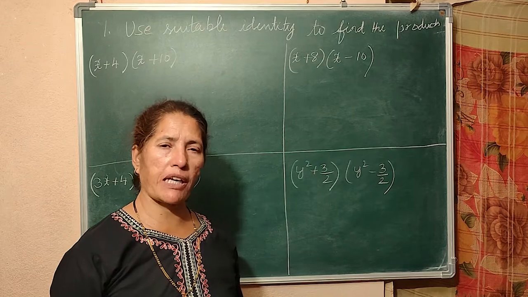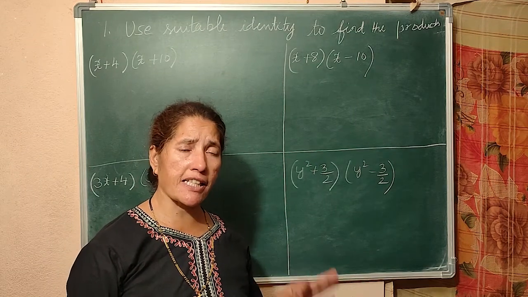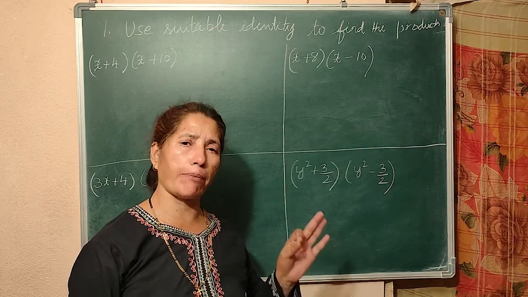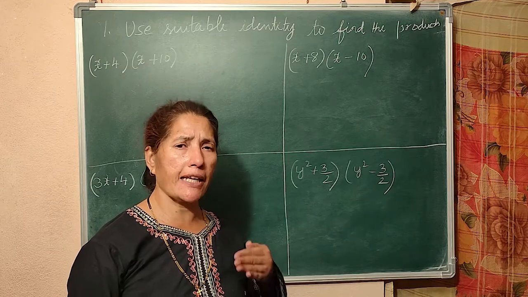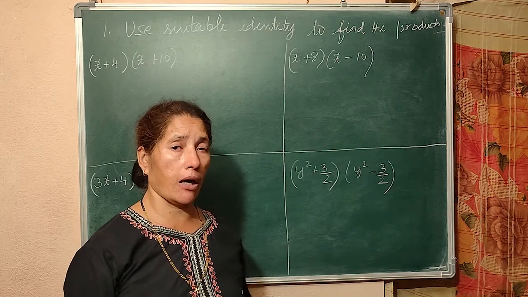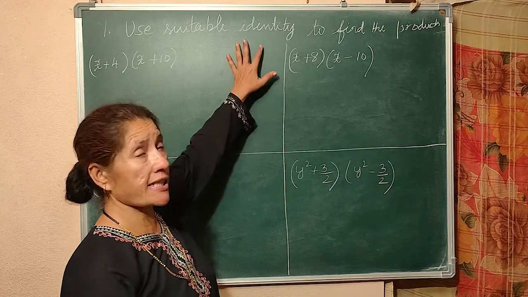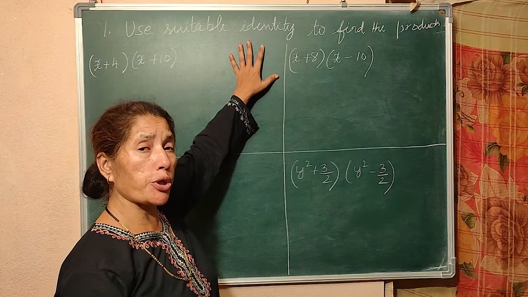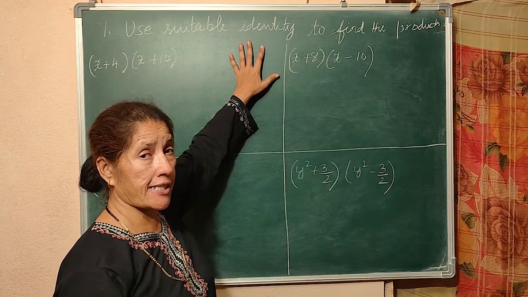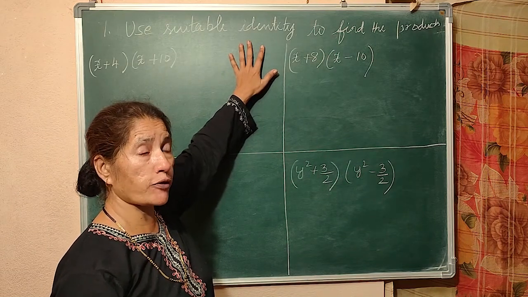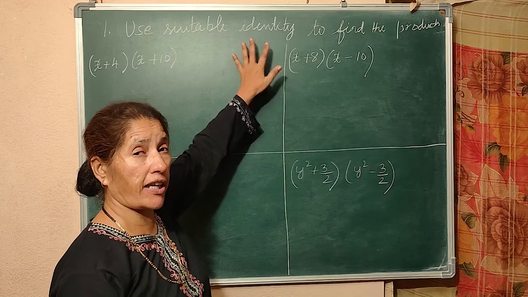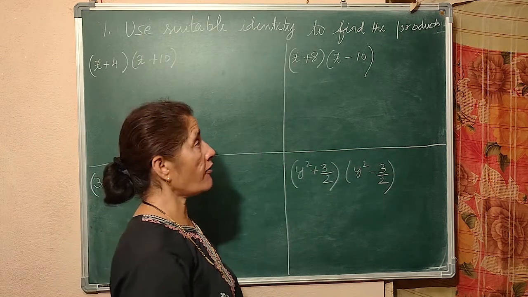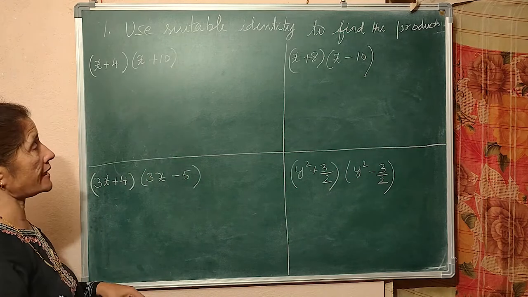Hello everyone. From the last few classes, we are discussing the identities and the applications of those identities in various situations. Before you start this exercise, the last exercise of that chapter, you should know all the identities. Only then can you make use of those identities whenever and wherever they are needed. Now, the first question they have given is like this.